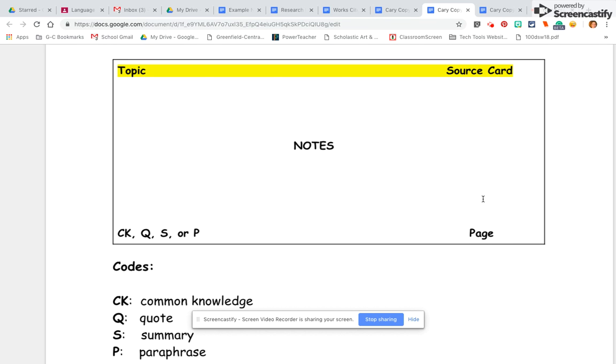And then a few of us have book sources, but if you have a book source, whatever page that information came from, you have to put that here. Because when you use this note in your paper, you have to give the correct source credit and you have to put the page number if there is one. So that's why we keep track of all of this, so you're not having to go back and search.